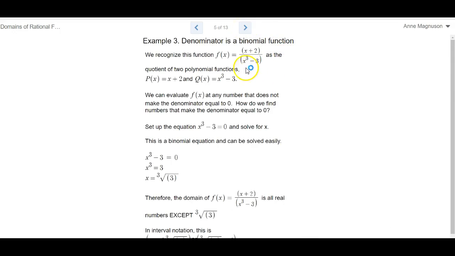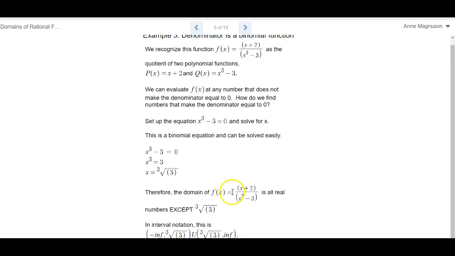This example has a binomial cubic in the denominator. So again, I ignore the numerator and I just set the denominator equal to 0 and solve for x. So even though this is a higher order polynomial, since it's just two terms like this, I can move this constant term over to the right and take the cube root in this case of both sides. So the domain of this function is all real numbers except the cube root of 3.